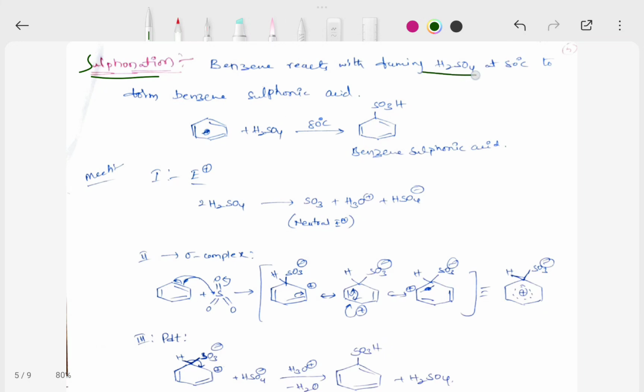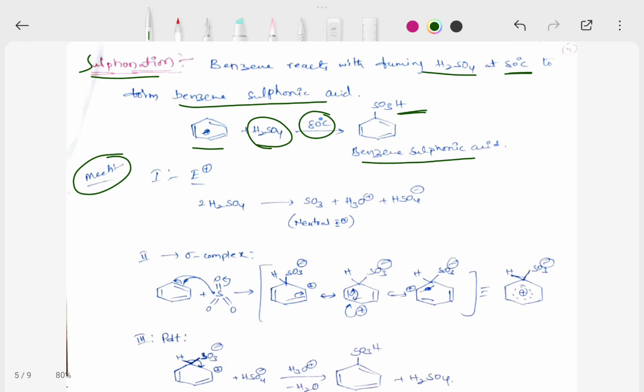Benzene reacts with sulfuric acid at 80 degrees centigrade temperature to form benzene sulfonic acid. This reaction is called the sulfonation reaction. In this reaction, the reaction mechanism follows three steps.